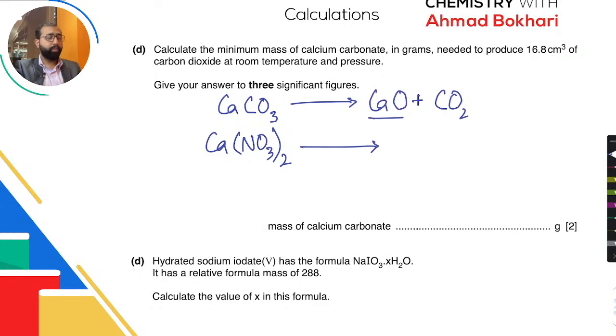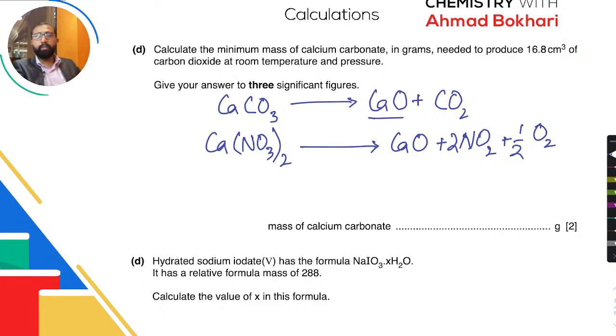But you need to know that they do break down and they produce calcium oxide in this case, plus nitrogen dioxide, plus oxygen. And you can balance it by putting this. And by the way, fractions are acceptable for balancing equations.